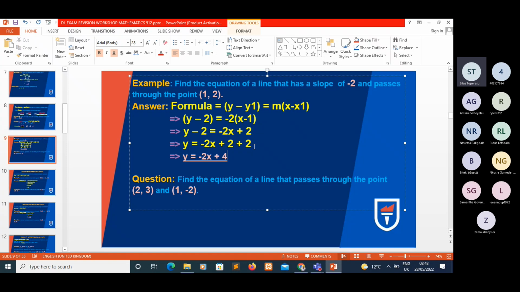So after that, I simply solve. 2 plus 2, because they are constants, I can combine them together. 2 plus 2 becomes 4. But this one remains because it's attached to an x. So this becomes my equation of that line, which is a linear equation from a given point and a slope.